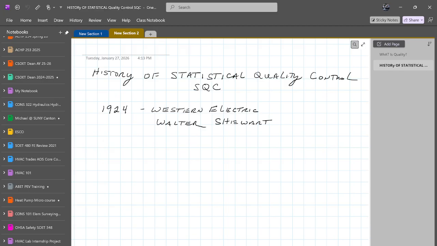So Walter Shewhart decided that he really wanted to understand things. So he used control charts.